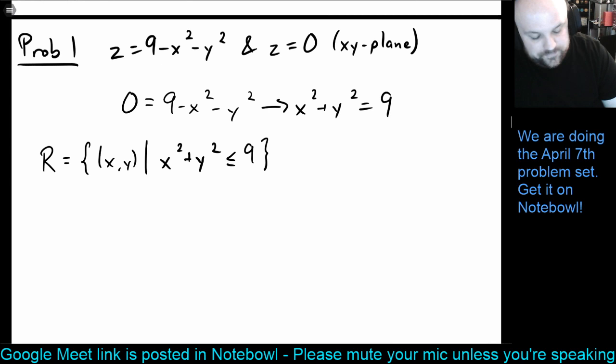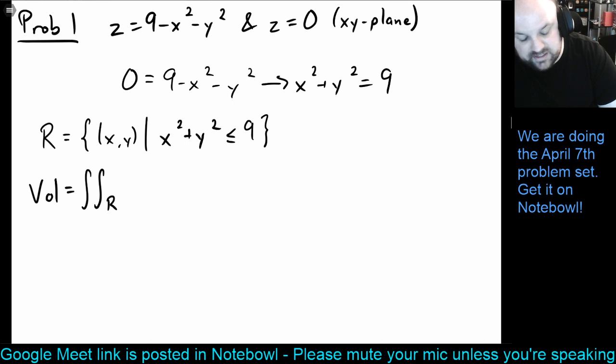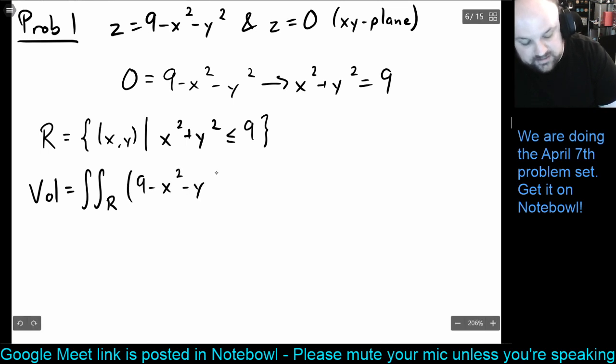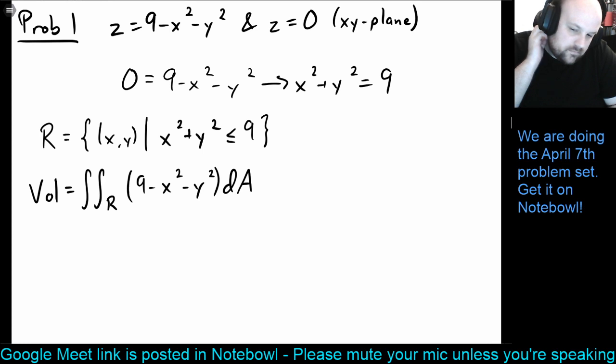All right. So the volume is going to be a double integral over R of, this was the top function here, 9 minus x squared minus y squared dA. Right? So that integral there is going to give us our volume.